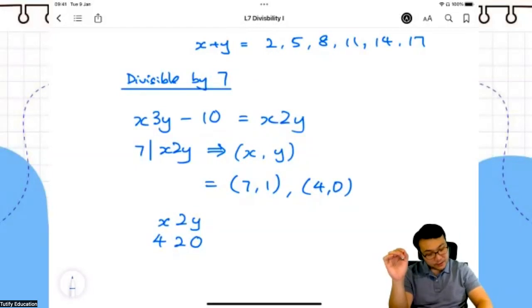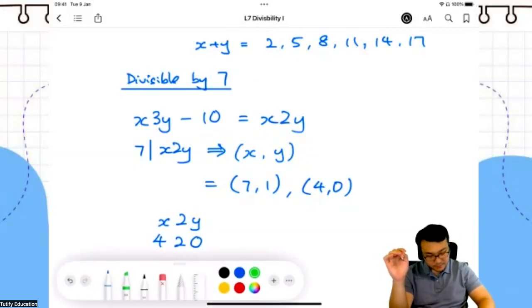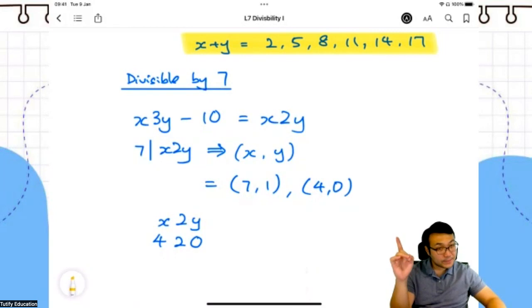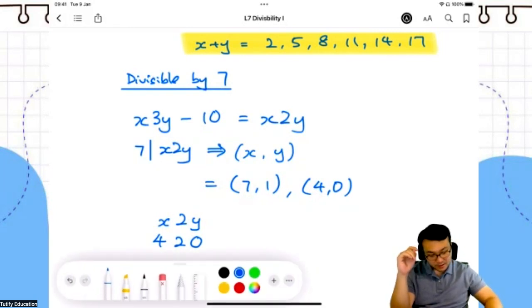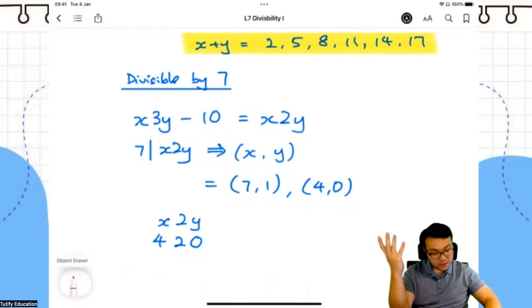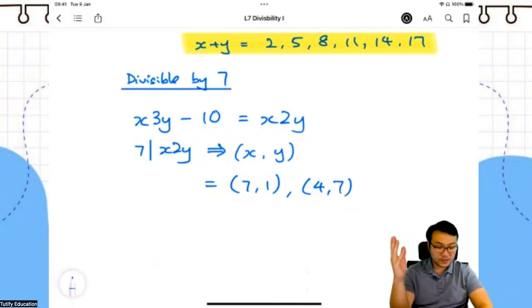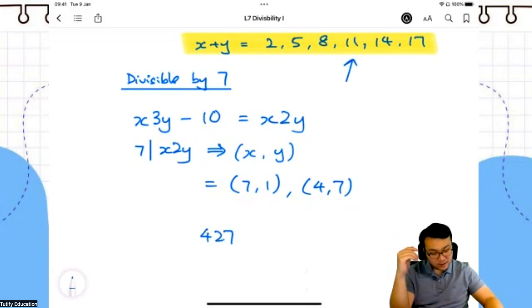Why? Because I need to make sure that x plus y equals any of those numbers. If I take 4 plus 0, what's my answer? 4. Which means it cannot. Which is wrong. Okay, so it cannot be 4 and 0. How about 4 and 7? Very good. If you take 4 plus 7, you get 11. And you know that 427 is divisible by 7. Very good.